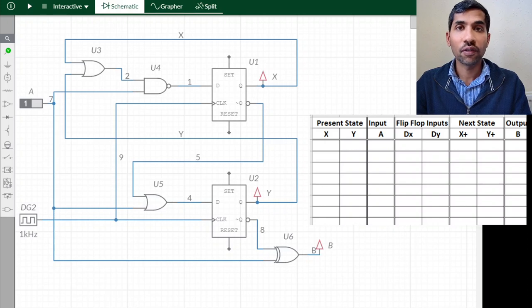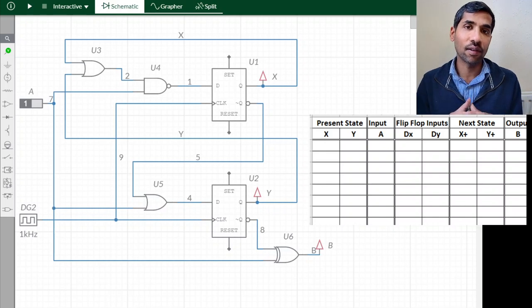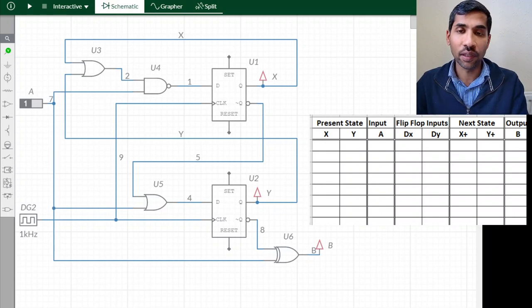Hi, okay, so in this particular video, let's try to analyze the circuit that we looked at briefly in the previous video. Now we have three inputs here, right? We have A, and X and Y, which are the states, which could take any value, can also be considered to be input because we don't know what X and Y are going to be as you start working with your circuit.